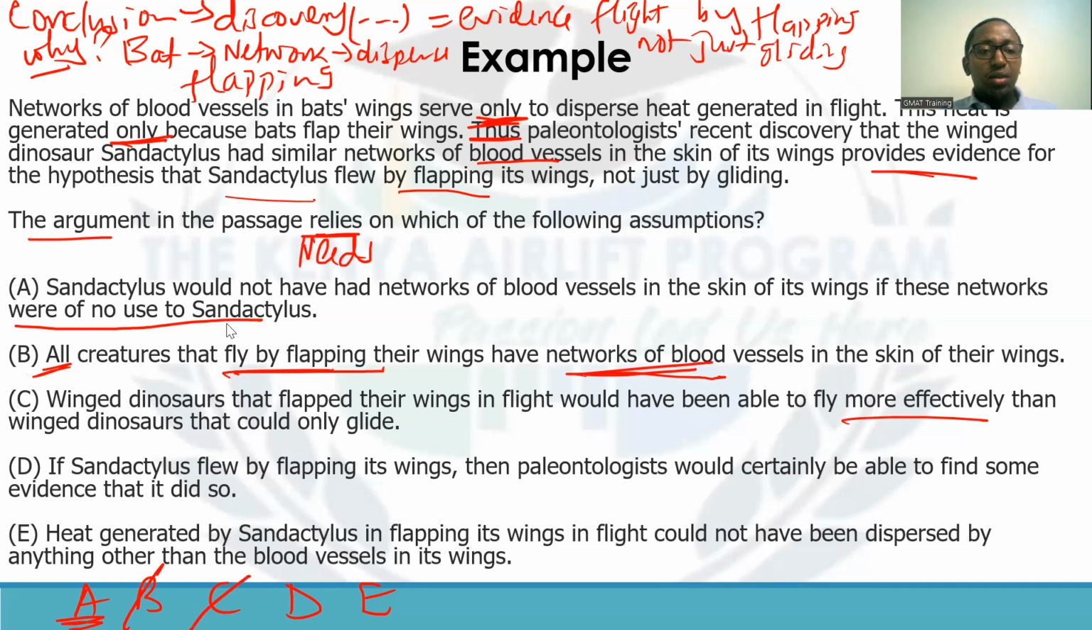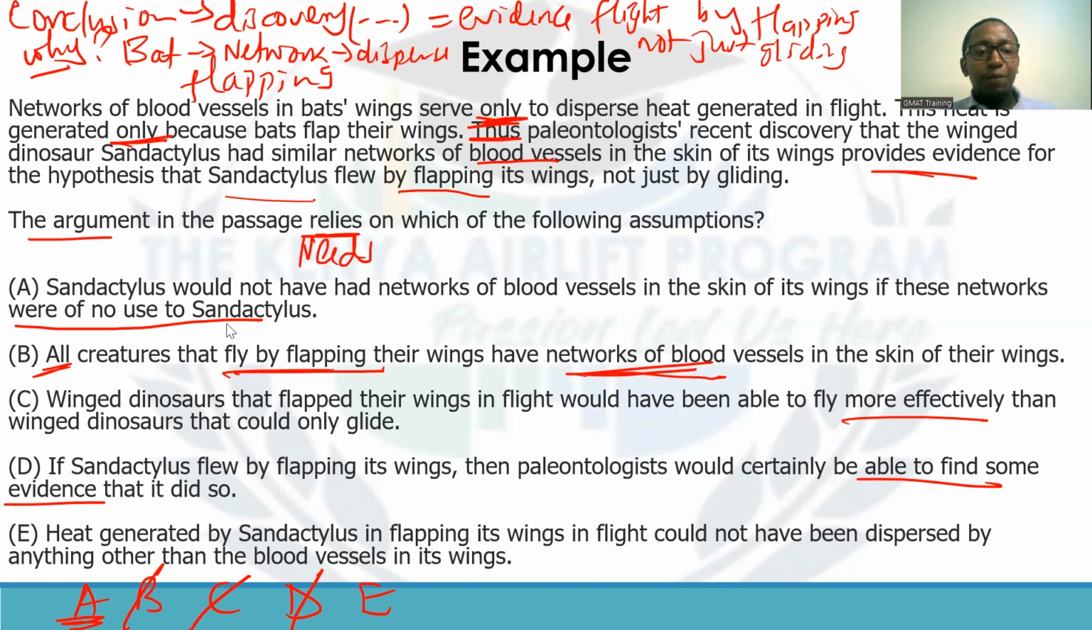D, if the dinosaur flew by flapping its wings, then paleontologists would certainly be able to find some evidence that it did so. So we want to introduce new evidence. We are saying that there's no evidence yet, but our conclusion is about evaluating if this evidence is valid. So already there is evidence. This does not really make sense. So D is out.